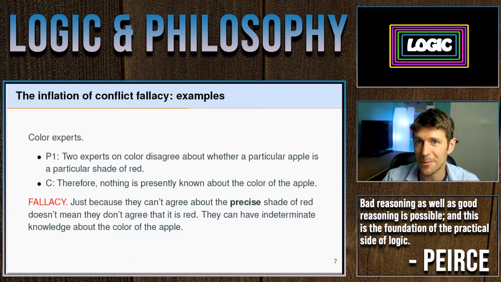Just because they can't agree upon the precise shade of red doesn't mean that they don't agree upon the fact that it is red, and doesn't mean that everyone else wouldn't also say, yes, that's a red apple. So this kind of disagreement about the details or the precise shade of red doesn't mean that nothing can be known about the color of the apple. So again, this would be an inflation of conflict fallacy, where the conflict is inflated from a disagreement about one precise feature of the topic to a disagreement about the whole topic.